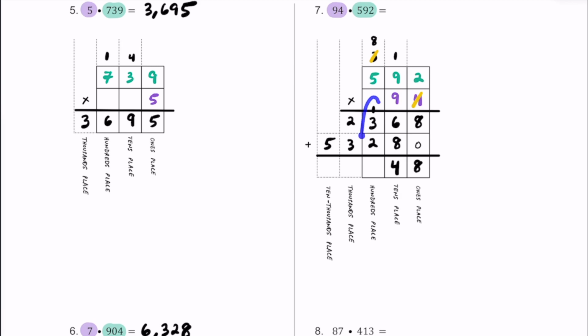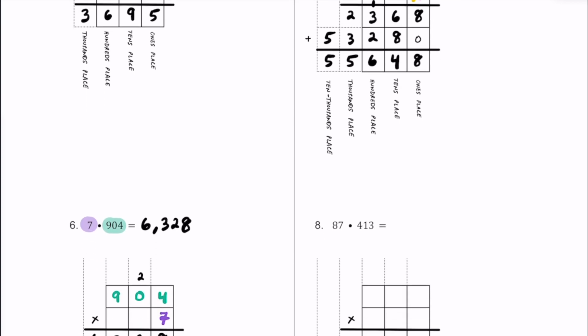Then we'll have 1 plus 3 plus 2, that's going to equal 6. Put a 6 down here. Then we have 2 plus 3, and that's going to equal 5. And then finally, we have this 5 over here, and we're just going to bring that down. So the product I think we're going to have here is going to be 55,648.